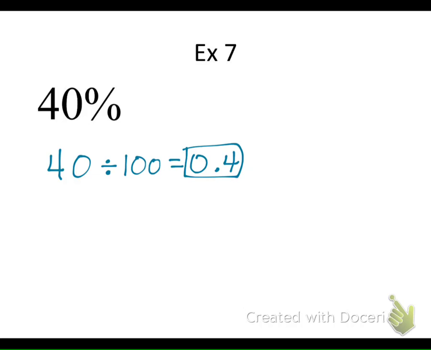And then the other way of doing it is moving the decimal twice to the left. So if the decimal isn't given, it's always way over here, okay? So I'm going to move twice to the left, right there. So then my answer is 0.4 again. Now I know that there's no 0 right here, but your answer should not look like this, okay? It needs to have a 0 in front of it, just like that.